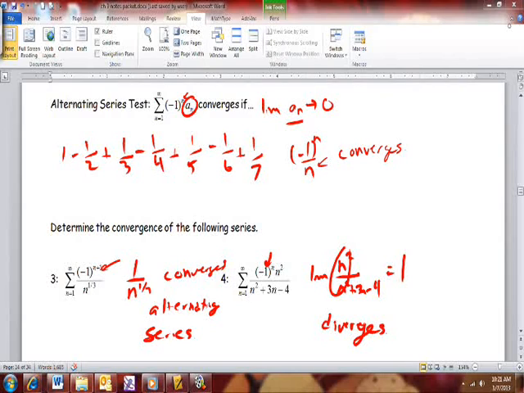So two things need to be true. It needs to alternate, and the limit of the non-alternating part has to equal 0. If that limit's something bigger than 0, then it does not converge.